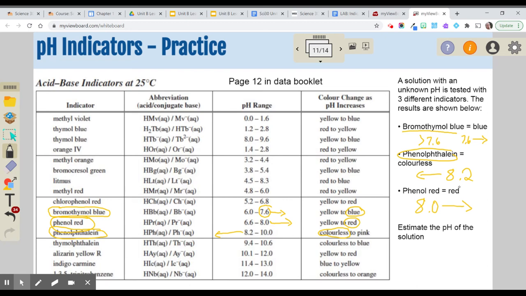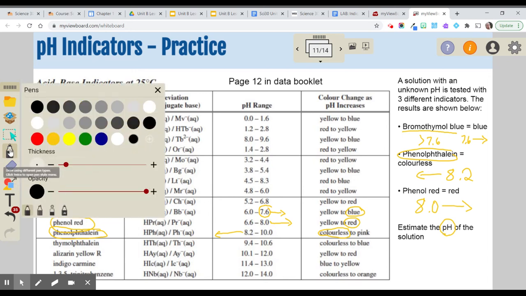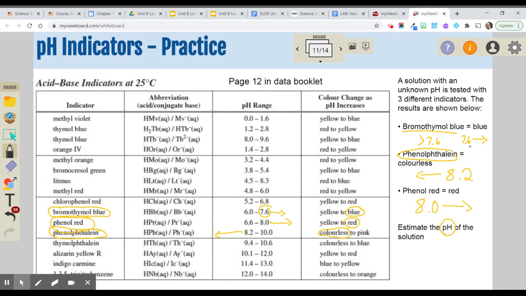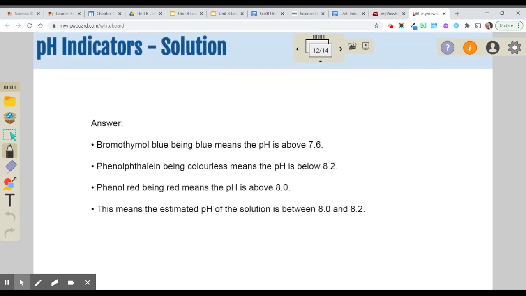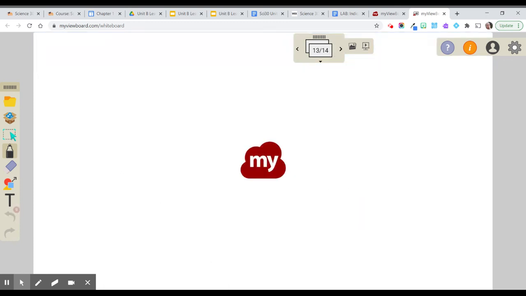All right, so we look at all of these pieces of information. We have to estimate the pH of the solution. I know now that we're higher than 7.6. The pH is higher than 8, but it's got to be lower than 8.2. So our pH must be in the 8.0 to 8.2 range. Using a bunch of different indicators lets you figure out the approximate pH of an unknown solution. And there's our answer, walking you through the steps there.